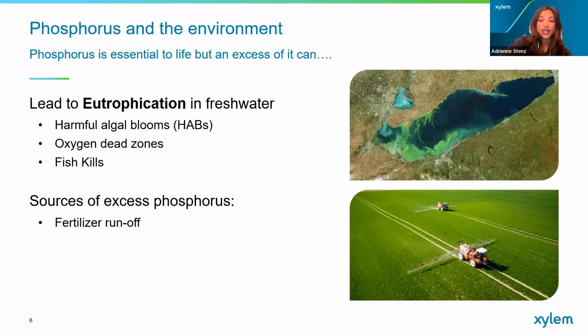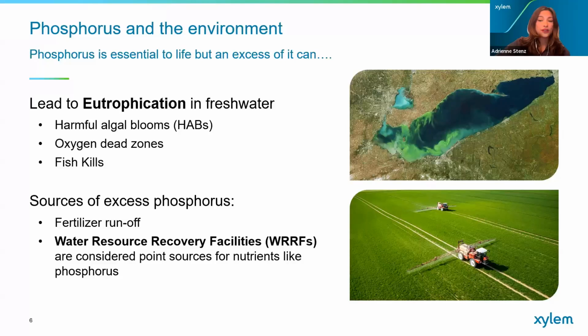Sources of excess phosphorus that make their way back into our waterways mainly come from agricultural fertilizer runoff. Nitrogen and phosphorus are concentrated into fertilizer pellets, which make their way back into the waterways at concentrated levels. Wastewater resource recovery facilities are also considered point sources for nutrients like phosphorus. Since we all discharge it from our bodies, it gets concentrated at a wastewater facility before it gets discharged into the environment.